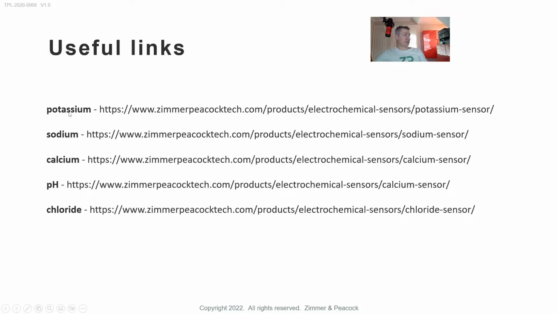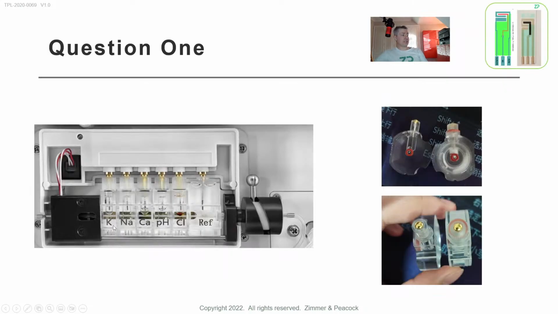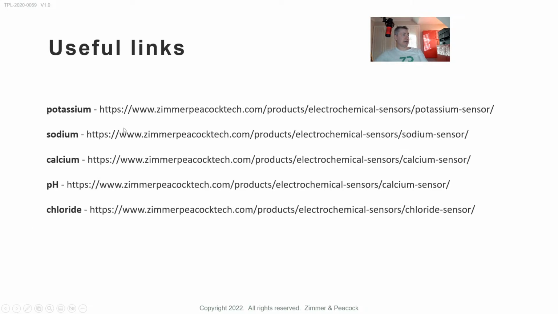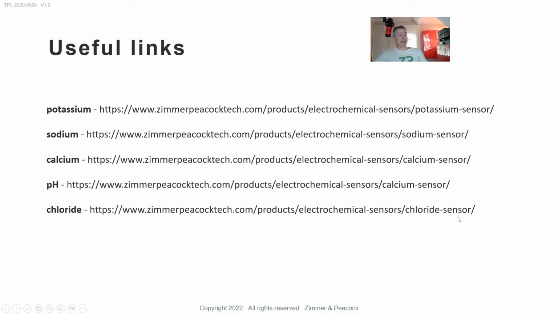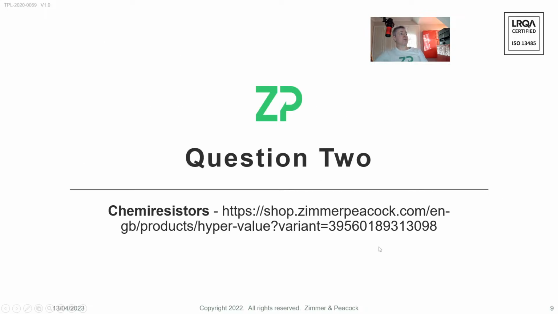And I've linked to, when I look at this image, I see that there's a potassium, a sodium, a calcium, a pH, a chloride, and this is just the reference electrode. Potassium, sodium, calcium, pH, and chloride, so I've just linked to them here as well. So again, if you see a link in this presentation of this webinar, then I will have also linked to it underneath the video as well.